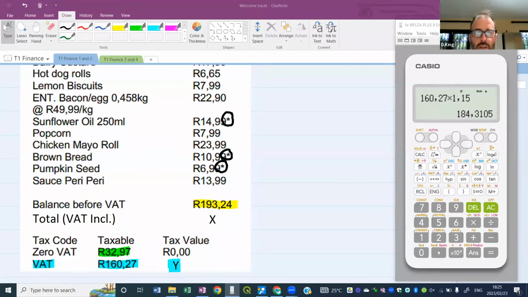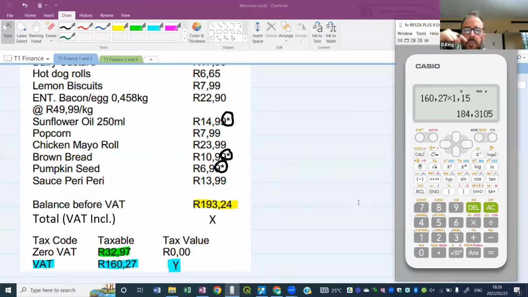Peter's just come back and he's completed his quiz. 183 Rand 27. I'm not sure why I'm getting 27. Should be 184 and 31. Okay, so it should be 184 and 31. Let's try it again on the calculator. So 160 Rand and 27 cents and multiply by 1.15, and we get 184 and 31. Okay, now that's 184 and 31 there.